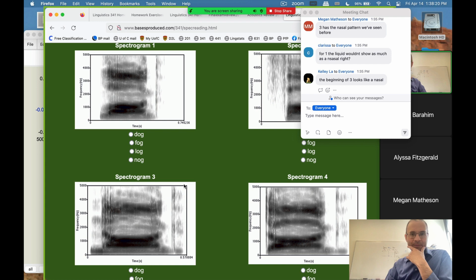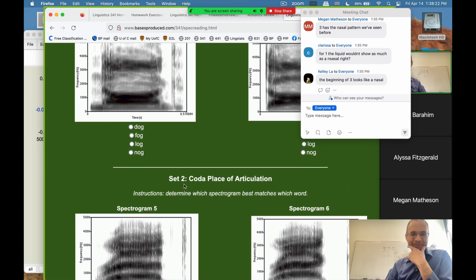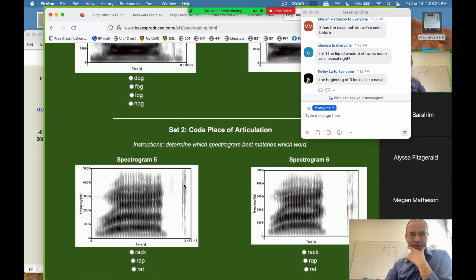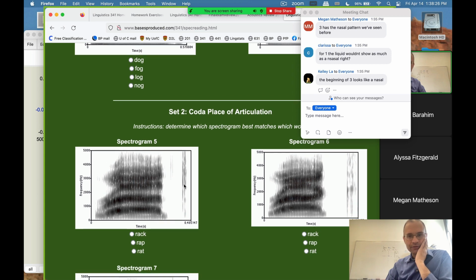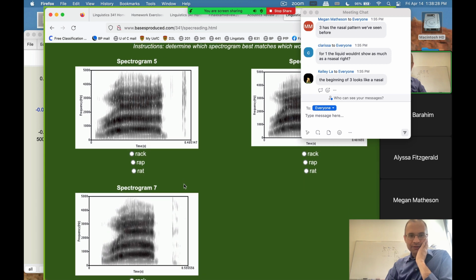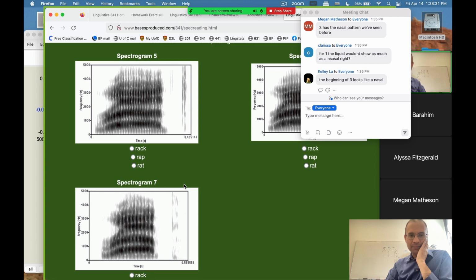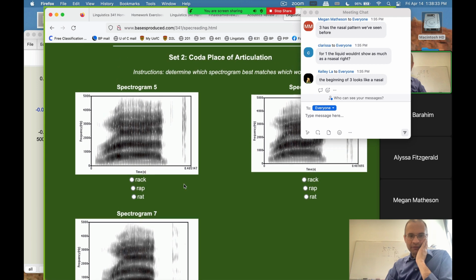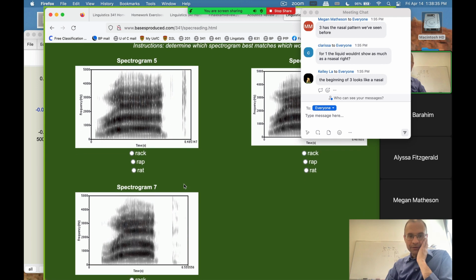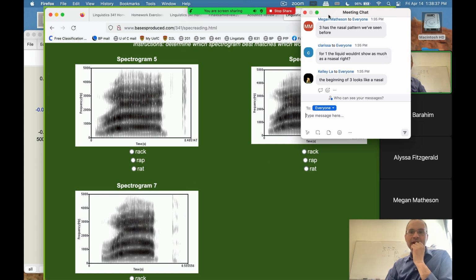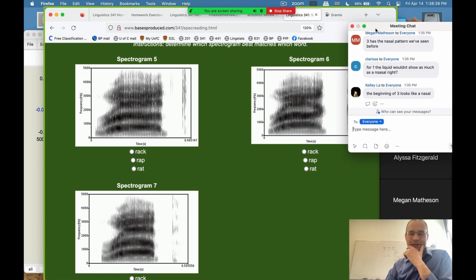Okay, good job. The next three are about place of articulation to help you see those transition cues a little bit better. So it's rack, rap, and rat. We have a velar, bilabial, and alveolar, and those are the three spectrograms. Does anybody want to make a guess about which is which?